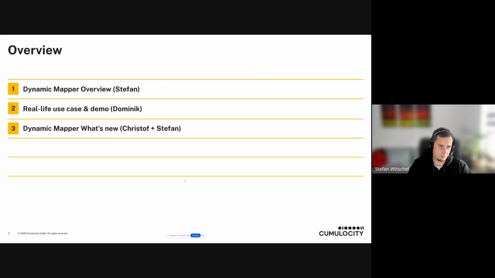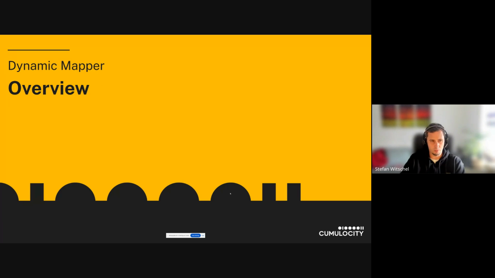Now to today's session about the dynamic mapper. First of all, I will give you a rough overview of what the dynamic mapper is. Then in a second agenda point, Dominic from WIKA will take over and give a real-life use case and a demo of how the dynamic mapper is used at WIKA. And then in the third part of this meeting, Christoph and myself will give a demo of the latest features of the dynamic mapper. And finally, we will have Q&A and a chat about any topics which are open for you. So let's start with the overview.